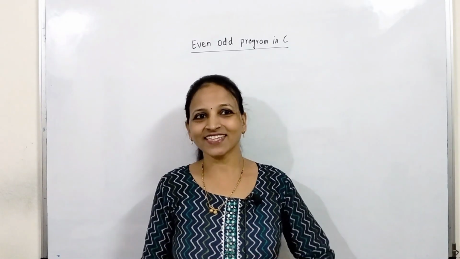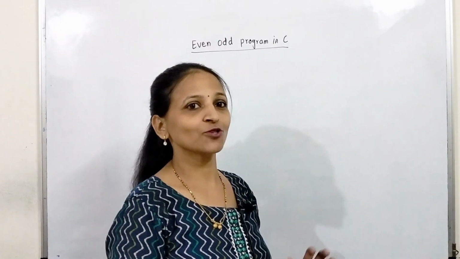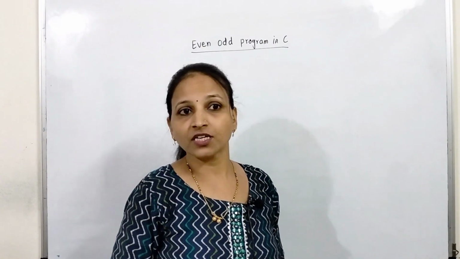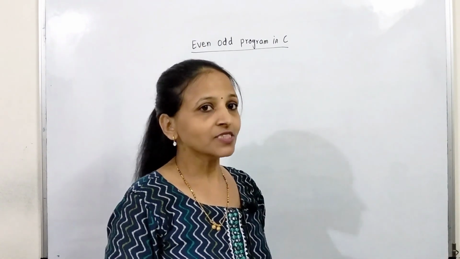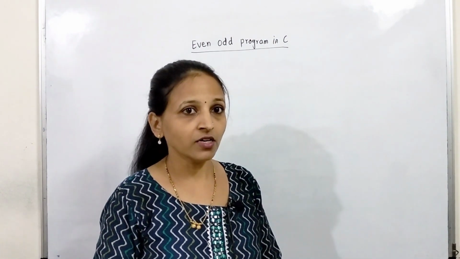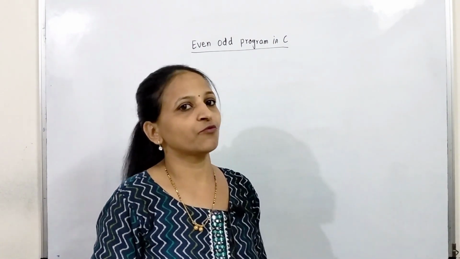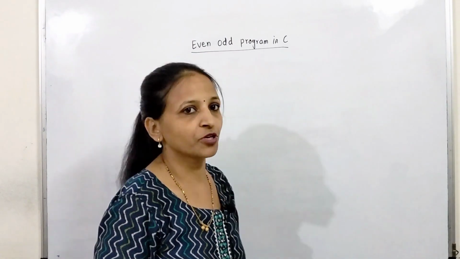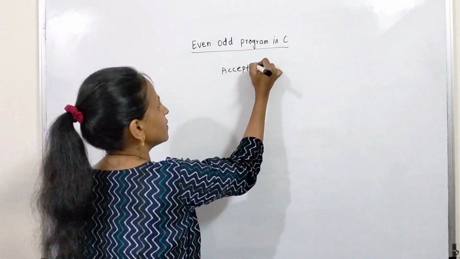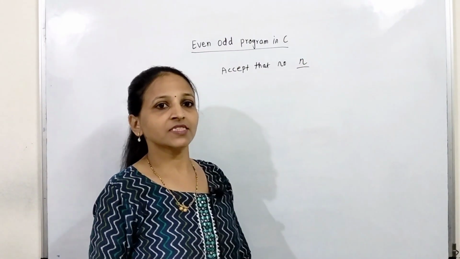Hello friends, here I am going to explain a C program to check whether a given number is even or odd. First we have to think about what the steps are. The first thing is, if you want to check whether any given number is even or odd, you first have to accept that number from the user. This is very important. The first step is to accept that number. We will say that number is n.